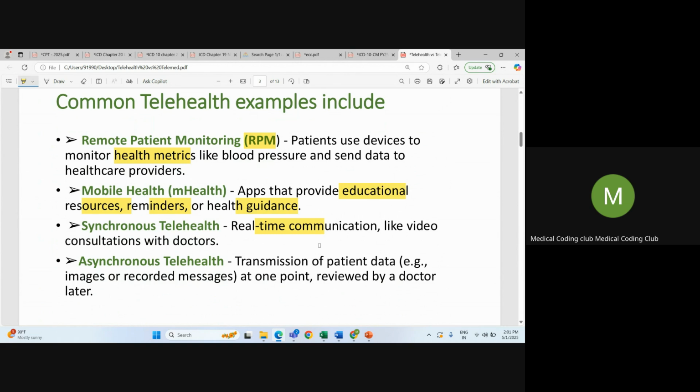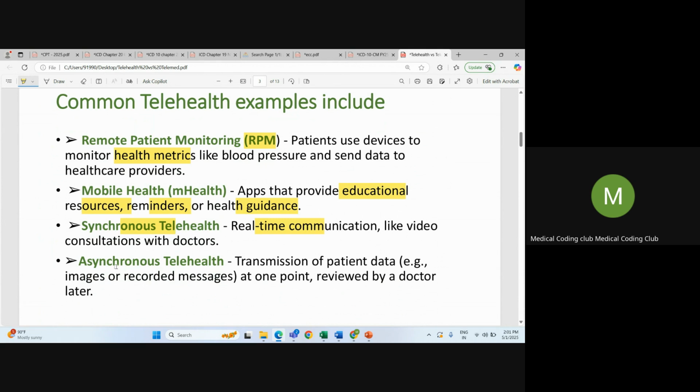It can be through audio only or through audio plus video. If it is happening in real time, you should consider it synchronous telehealth. This synchronous telehealth is nothing but telemedicine. Those synchronous telehealth services we will be coding under the telemedicine section. Later I'll explain that.